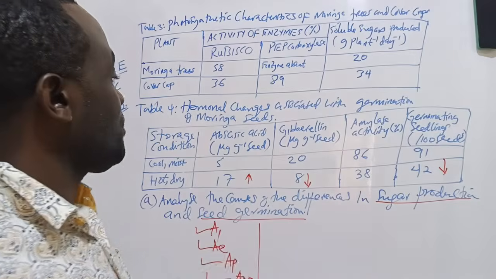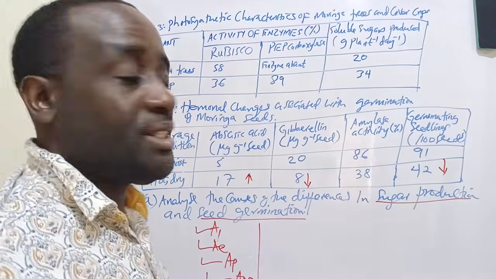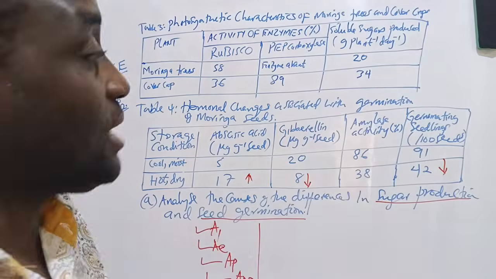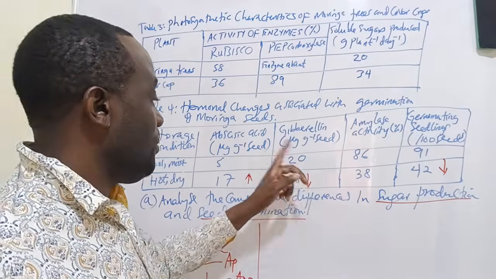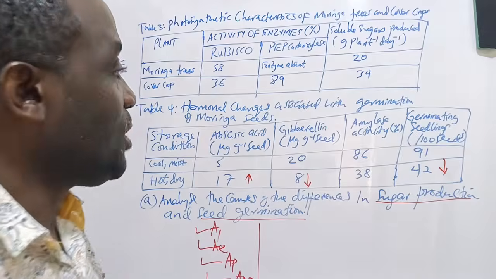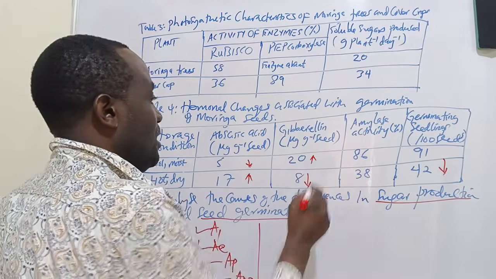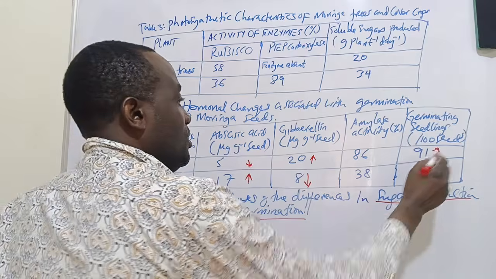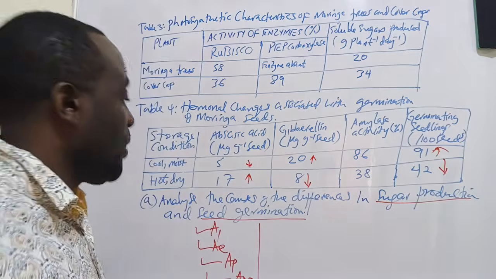It means a decrease of gibberellin or an increase of abscisic acid lowers the rate of seed germination. In other words, it promotes seed dormancy. However, the increase of gibberellin and lowering of abscisic acid, like in case one, results in an increase in the rate of seed germination. I think that one is understood. That one should be understood very well.